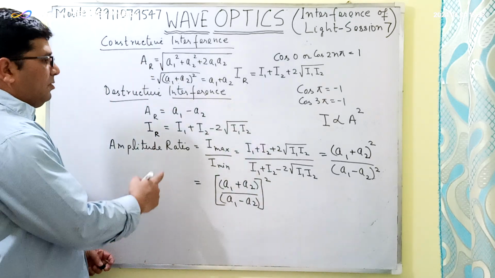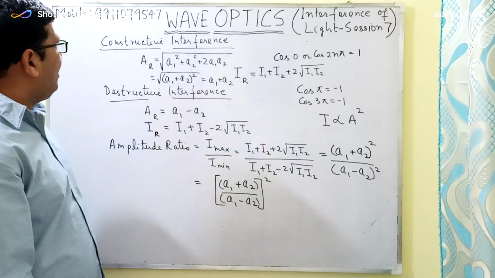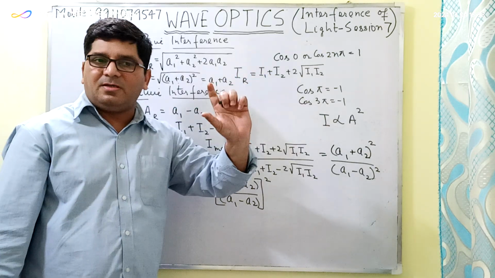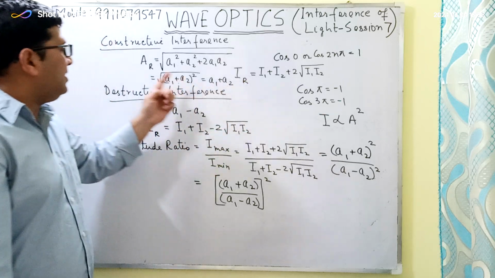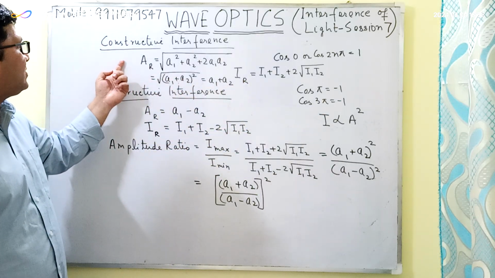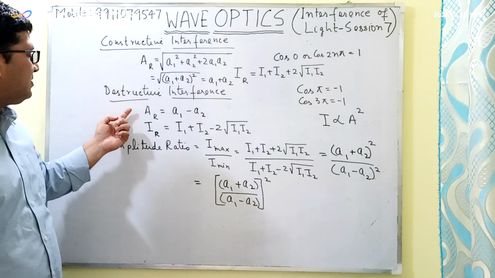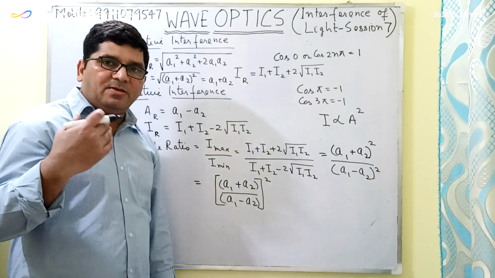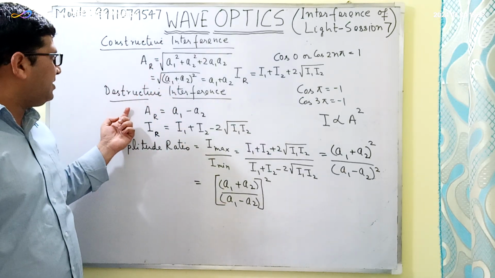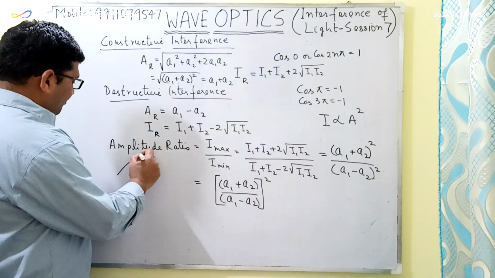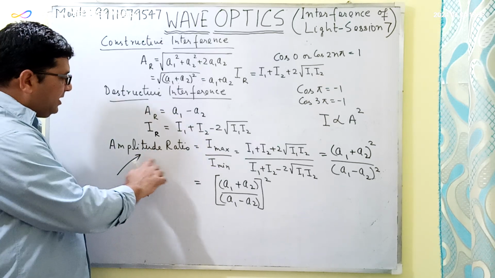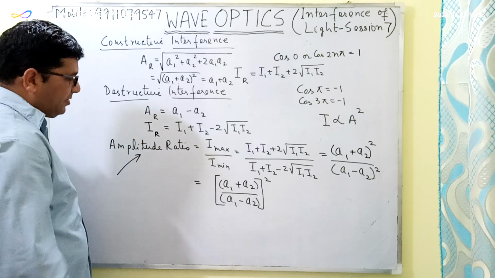And in this session I have tried to describe the interference of light in a very brief manner. Here we have discussed what interference of light is, and then we have also discussed constructive interference and destructive interference, that is, what the conditions are for each. And finally we have also derived the equation for the amplitude ratio.